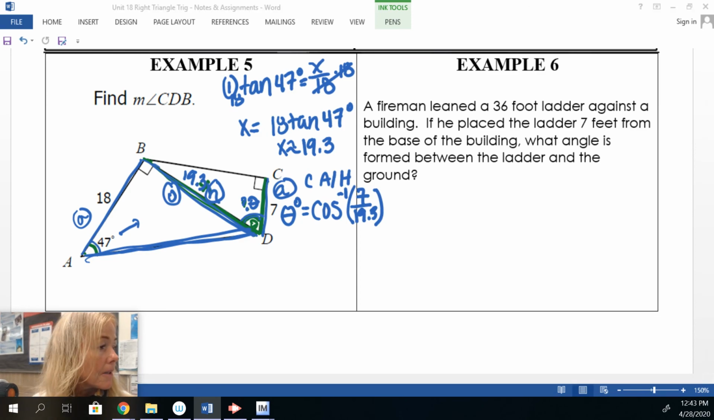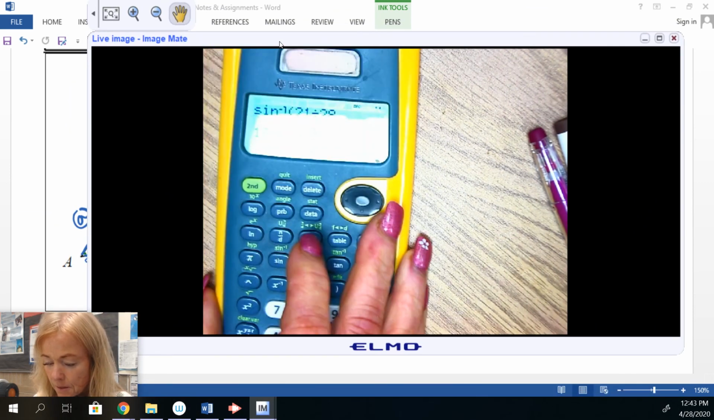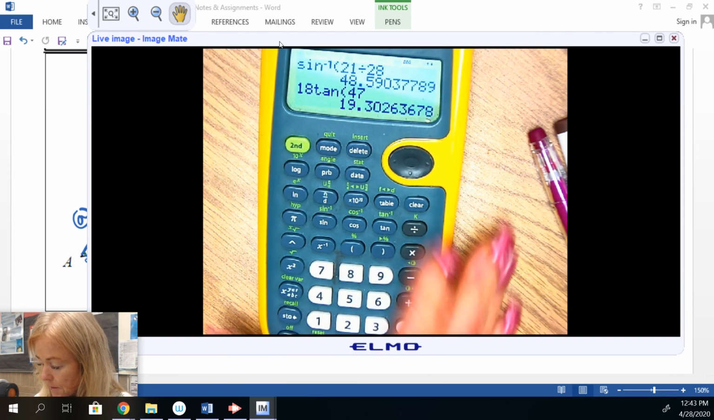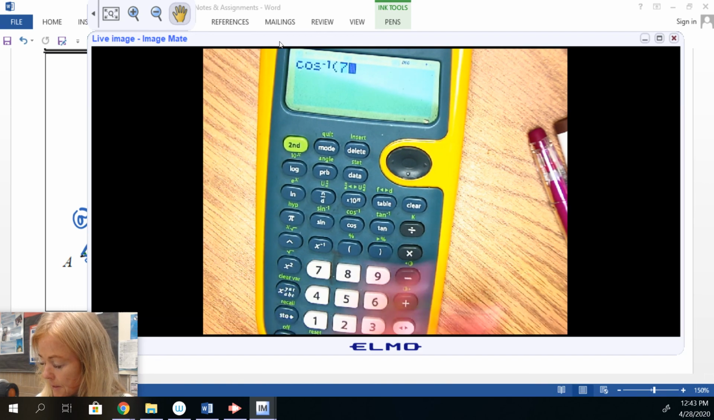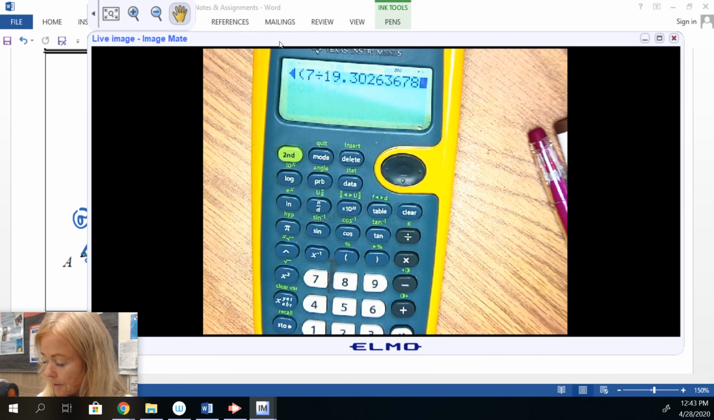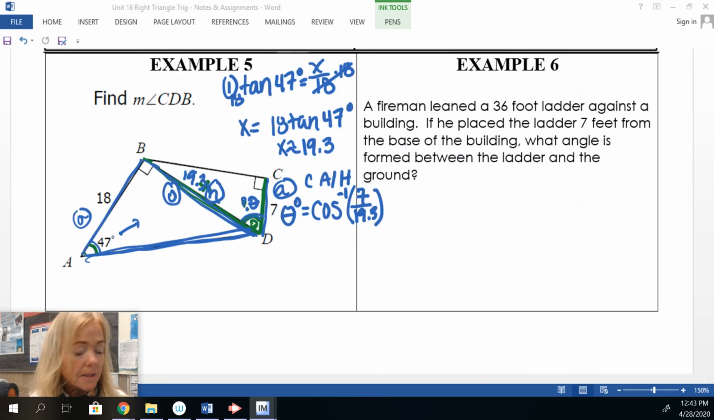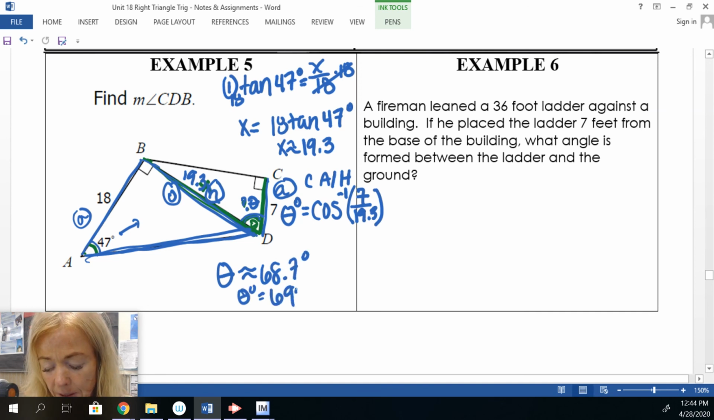All right, now I'm going to bring back my calculator here. So to do this, we're going to do second cosine, and then 7 divided by. Now, I need that answer from before, so I'm going to arrow up and hit enter. And it will put that answer right there and put it in parentheses. And then I have it as accurate as I can get on my calculator. And it's 68.7. So that makes 69 degrees. So this angle theta is going to be approximately 68.7 degrees. Theta degrees will be about 69 degrees.